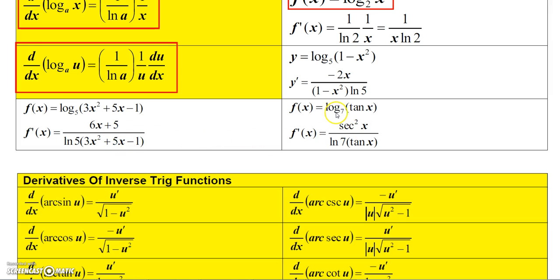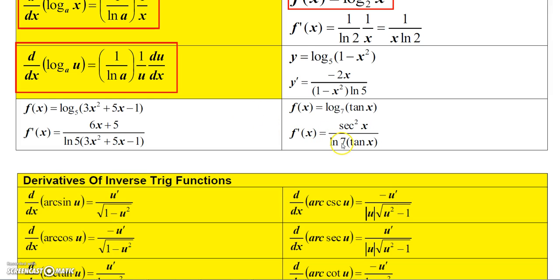Now, on the next one, I actually have log of a trig function, so the log of tangent x base 7. So this would be 1 over tangent x times the natural log of 7, and then multiply by the derivative of tangent x, which is secant squared x. So if you take 1 over the natural log of 7 times tangent x, and then multiply it by secant squared x, which is the derivative of tangent x, then you'll get secant squared x over natural log of 7 times tangent x. And, you know, I don't know if these trig functions here will simplify to something nicer or not, but I'm just going to leave it like this.